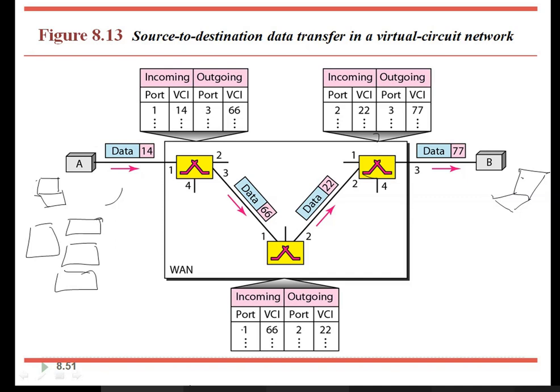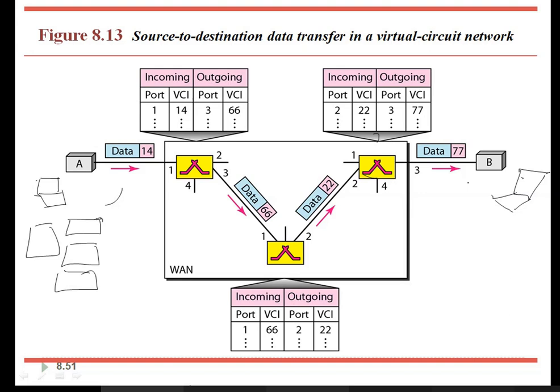See, all that information is available here in the routing table. It just verifies from which port the data is coming and what the VCI is. Accordingly, it updates this information. It has to send the data to port 2 with VCI 22. Then it will come to the next switch. What happens here? It will refer to the table. If the data is coming from port 2 with VCI 22, it should be sent to port 3 by adding VCI 77. So this is how the virtual circuit network works, forwarding the data from source to destination.